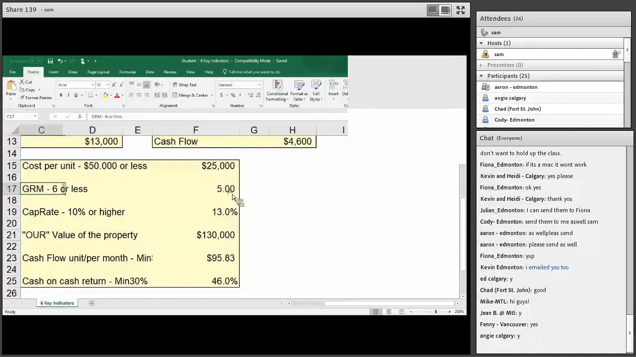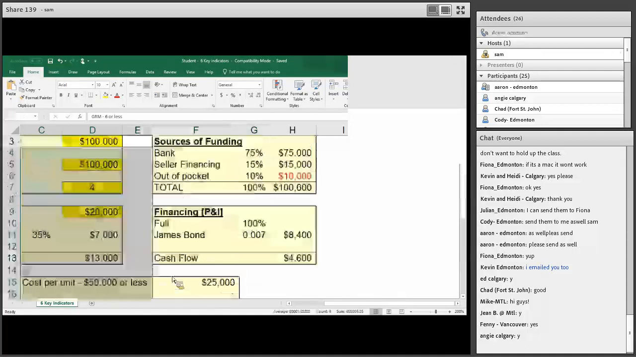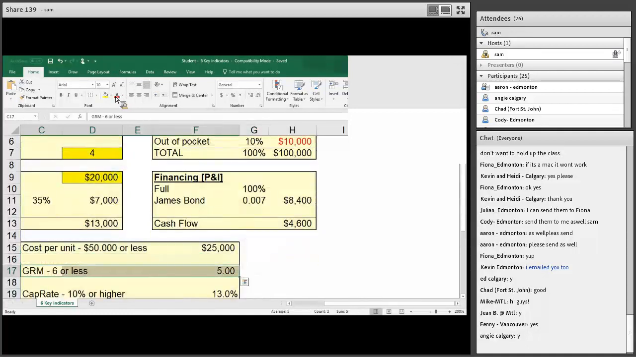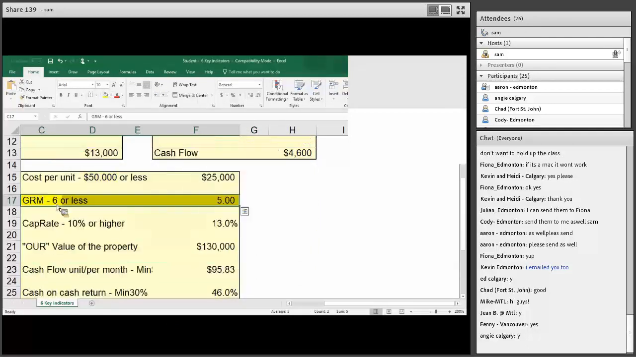Okay. GRM, great metric, excellent metric to better understand if there's an opportunity early in a deal. So let's focus on GRM for a second. Now it says 6 or less. It says 5. The GRM is 5. Now, GRM stands for gross rent multiplier. Okay, so it's important for us to know this metric initially, because typically we don't get a ton of information from the sellers often. So this helps us evaluate relatively quickly if a property has an opportunity or not. So let's look at GRM and better explain how it works.